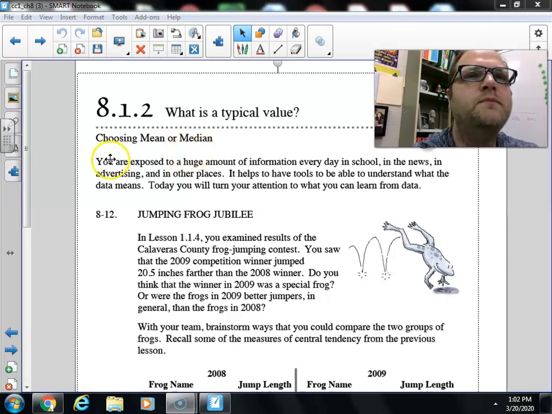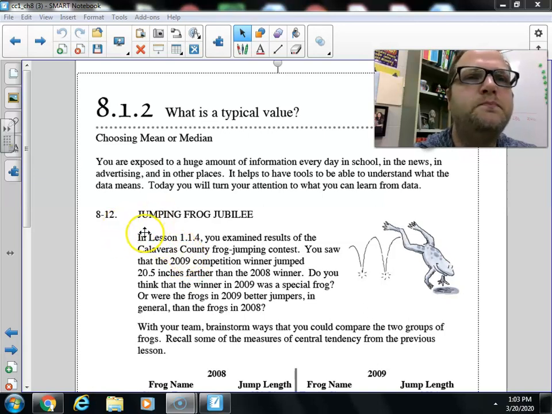So if you guys read along, you are exposed to a huge amount of information every day in school, in the news, in advertising, and in other places. It helps to have tools to be able to understand what the data means. Today you will turn your attention to what you can learn from data. So we're back to this Calaveras County frog jumping contest.